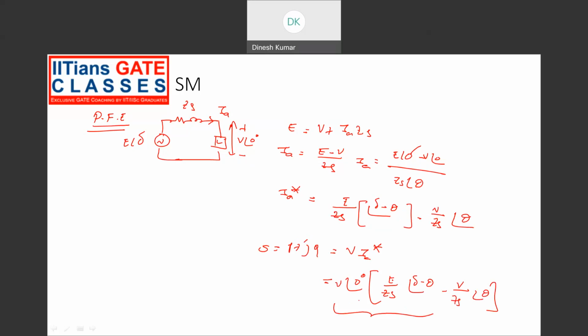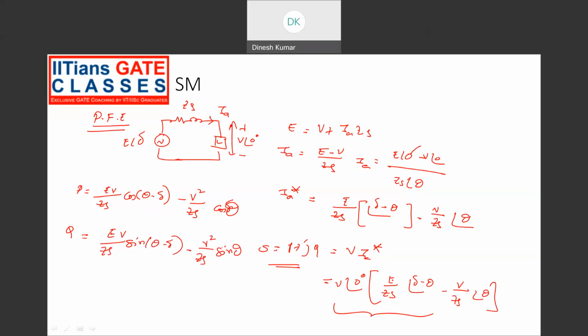So if you separate the real and imaginary terms and equate them on both sides, we'll get the expression for P as EV by ZS cos(theta minus delta) minus V square by ZS cos theta. And similarly, the expression for Q is given by EV by ZS sin(theta minus delta) minus V square by ZS sin theta, where theta equals tan inverse XS by RA.